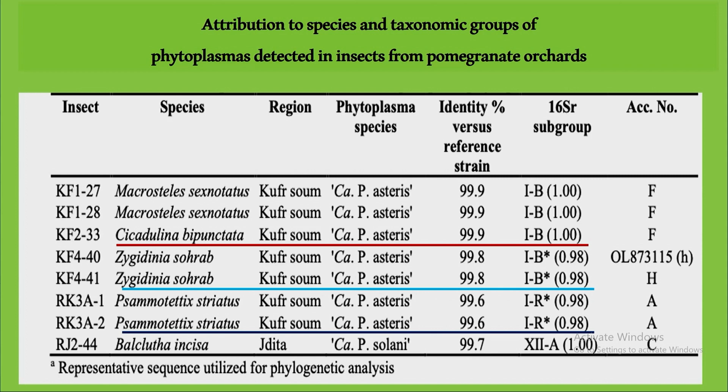Okay, only Astris and Solani were detected with Macrosteles and Zygina zohrab, and Psammotettix striatus, and Balclutha incisa carried the Candidatus phytoplasma Solani.